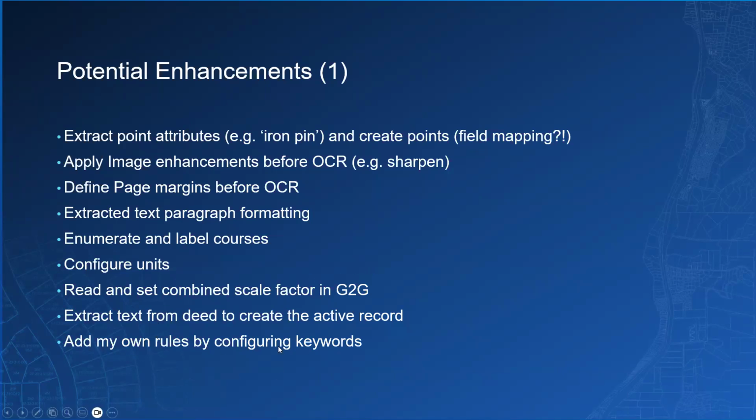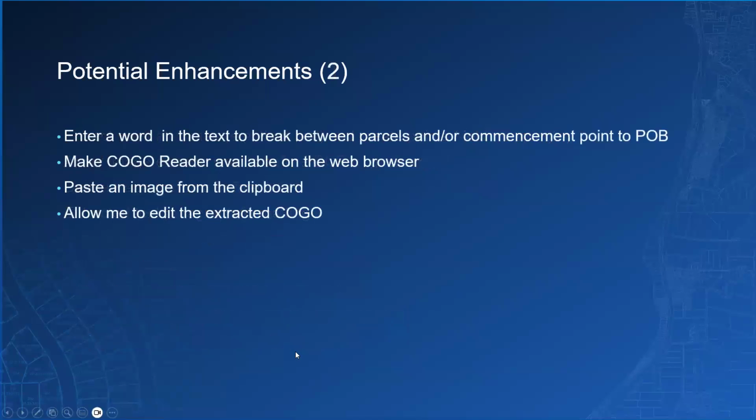Add my own rules by configuring key words. So as you've seen, we use certain key words to know where's the point of beginning, where's the next course, with the word thence, for example. So some things are easy, but sometimes it gets more complicated. It might also be different from one state or even one county to the other. So maybe letting you also add additional keywords to that list.